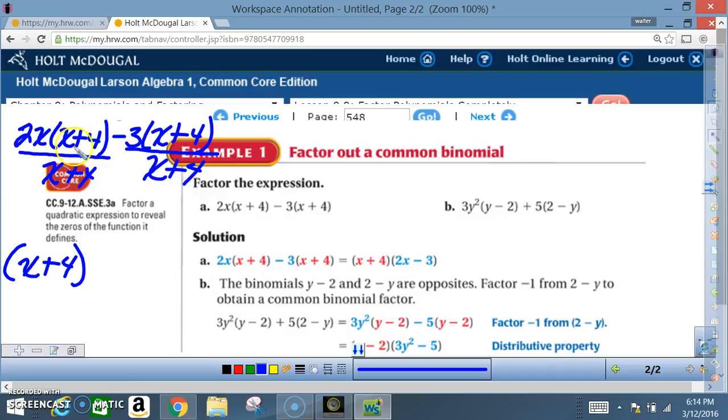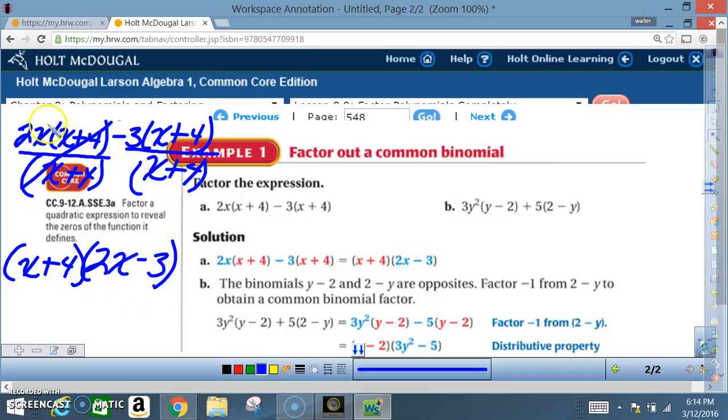When you divide this by x plus 4, what's left? You can easily see that x plus 4 is going to cancel out here. So what are you left with? You're left with 2x. And you can see the x plus 4 is going to cancel out here. So what are you left with? Negative 3. And that's your answer. And that's the entire process. Now this whole lesson is based on this technique.